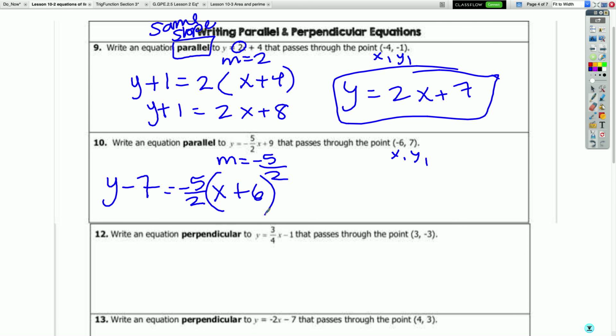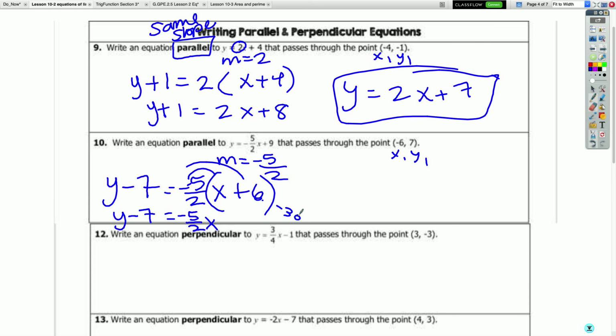Okay, you should have what I have on the board, which most of us did. When we start distributing, it gets a little tricky with our fractions, but I prefer working with fractions as opposed to decimals. So I know that I can bring down my y minus 7. When I distribute there, I get negative 5 half x. You're always more than welcome to put it in decimal form, but I like fractions. So we multiply the tops together. So what's negative 5 times 6? Negative 5 times 6 is negative 30.